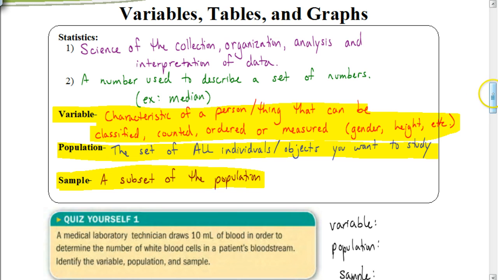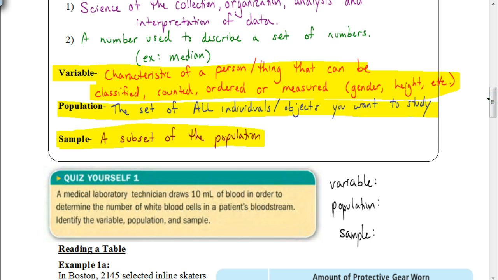So let's look at an example here. This is one where it says a medical laboratory technician draws 10 milliliters of blood in order to determine the number of white blood cells in a patient's bloodstream. We want to identify what the variable, population, and sample are. Now, sometimes it's easier to focus on the smallest part, the sample, and kind of grow from there, because a sample is going to be the more specific piece of information. So we're specifically looking at 10 milliliters of a person's blood. So that would be what the sample is: 10 milliliters of blood.